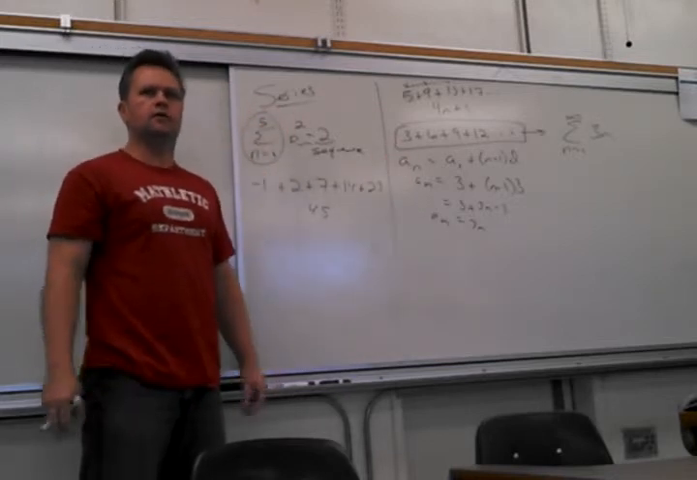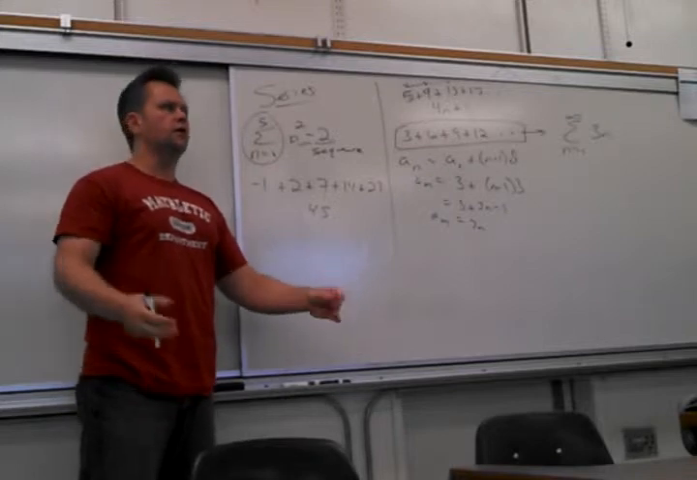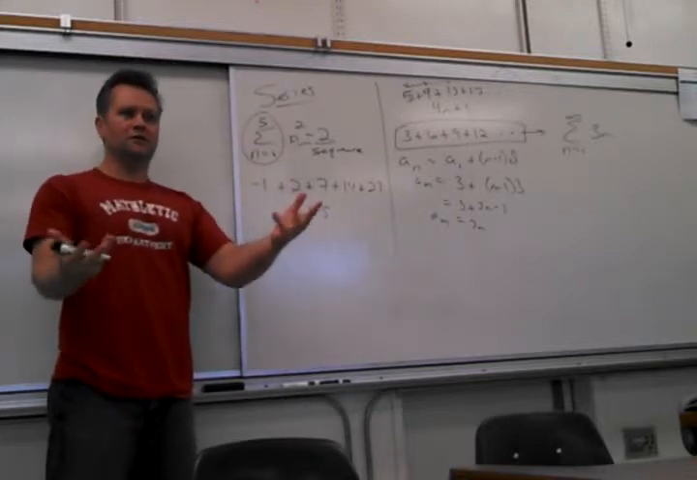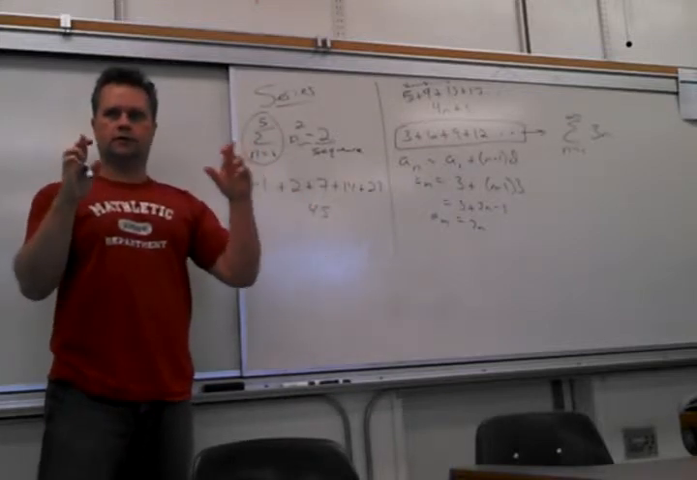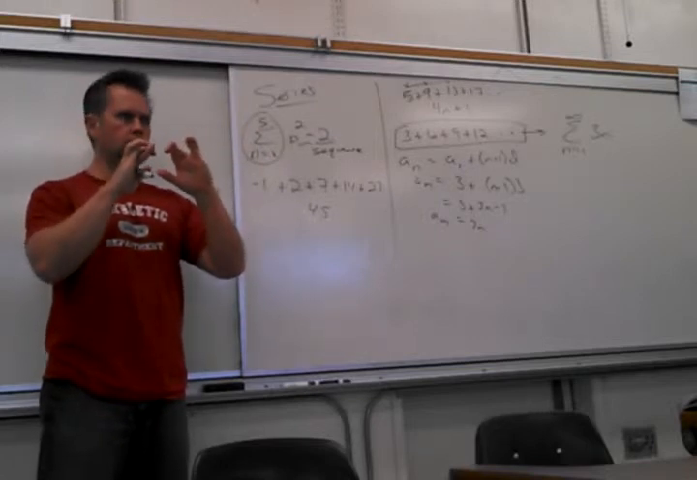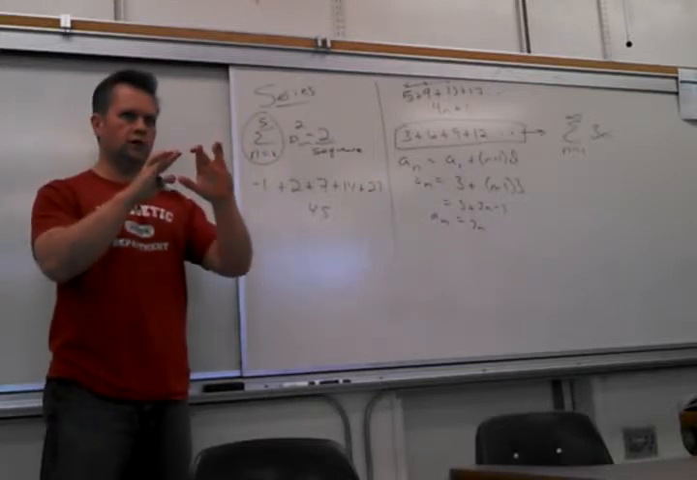But a series involves addition. A sequence involves commas. It's just a list. That's the difference. All right. Cool. How are we doing so far?